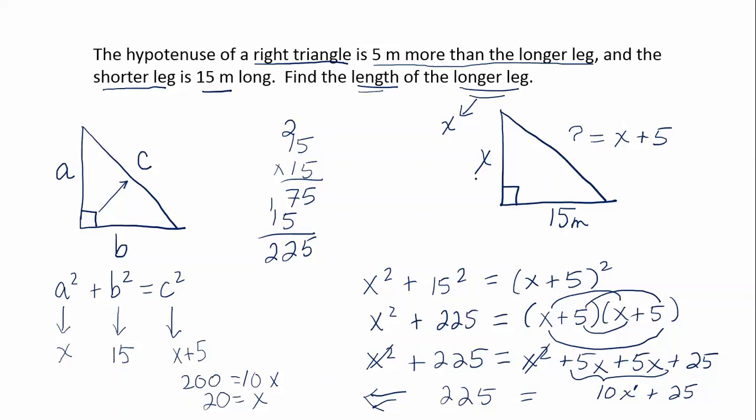All right, so let's go ahead and figure out what we just figured out. What you always need to do is make sure you're actually answering the question. So what we just found is that x is 20 meters, and x plus 5 then, the hypotenuse, if we put 20 in for x, is going to give us a hypotenuse of 25 meters. But what were we asked to find? The longer leg. That was x. So the solution to this exercise is 20 meters.